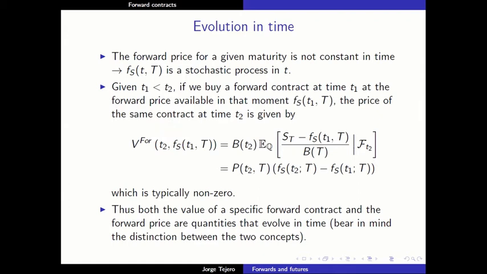Okay, so we have two stochastic processes now. One is the forward price and the other one is the value of the forward. Okay, note that these are two different concepts, which obviously are interconnected, as the value of the forward that we bought in the past depends on the conditions at which we bought the contract, and it also depends on the current market conditions. It depends on the current forward price.